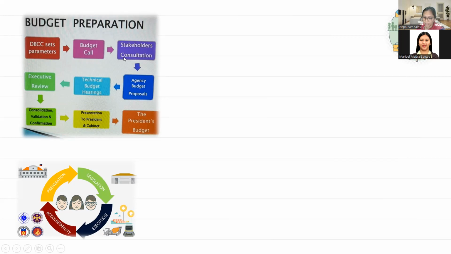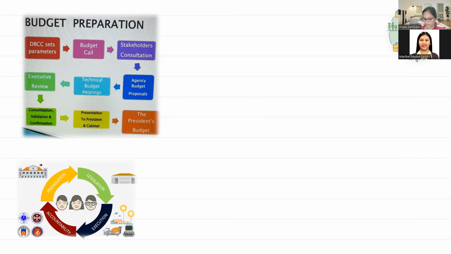Ano ba yung sinasabi nating budget call? So, pag sinabi natin call, let's call for the budget, di ba? The budget preparation begins with the issuance of the budget call by the DBM. The budget call contains budget parameters, including the macroeconomic targets and fiscal targets and agency budget ceilings. So, yan yung tinatawag nating budget call. So, pagka meron ng budget call, meron tayong tinatawag na stakeholders consultation, no? So, kinoconsult yan, no, per department, per agency. So, yan yung ginagawa natin.